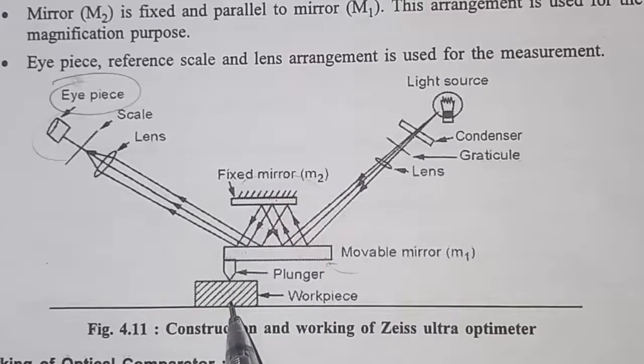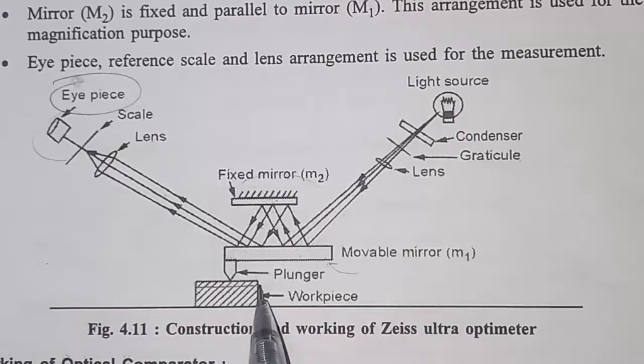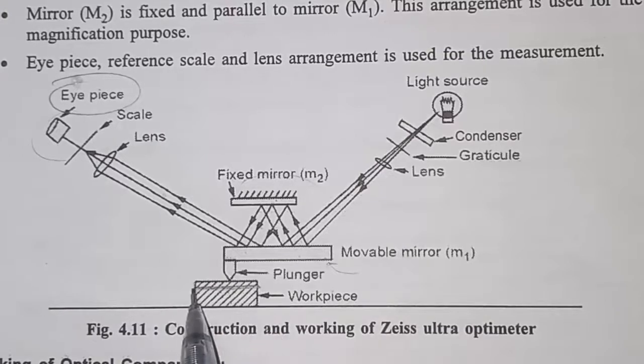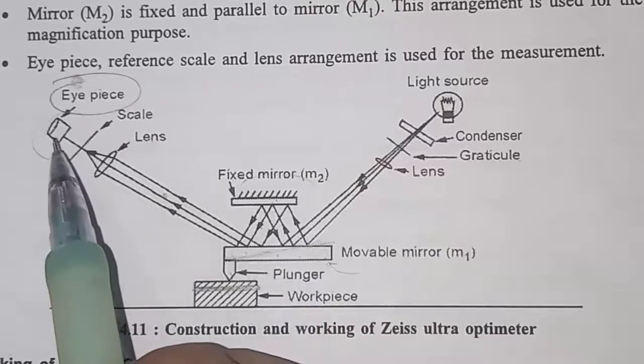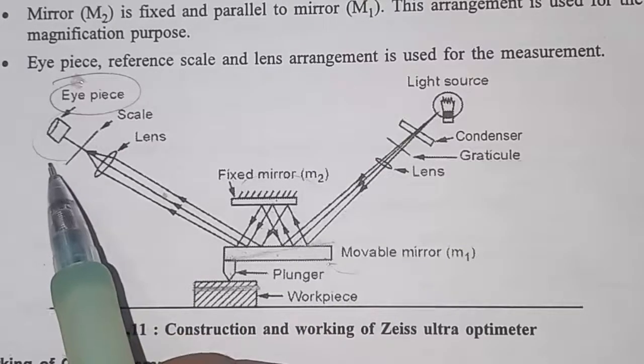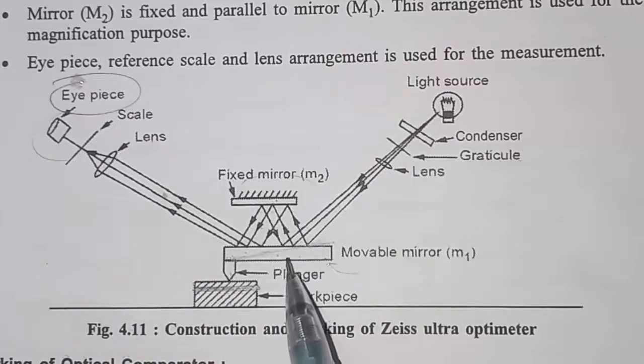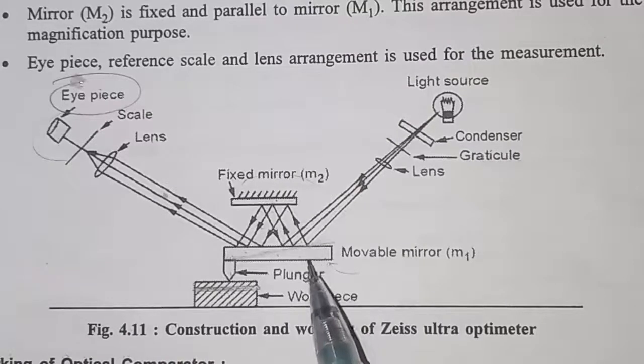Now this is a workpiece, right? The size of the workpiece is fixed. So if the size of the workpiece is less, suppose the height is less, then the plunger will come downward and this will tilt. As this movable mirror tilts, the output we can measure. So this is the basic working of the optical comparator, right?